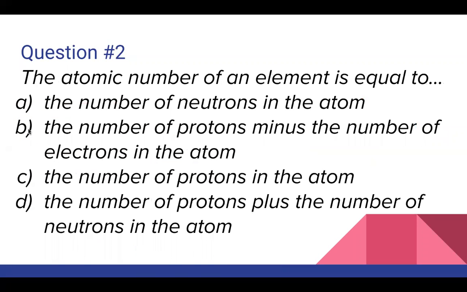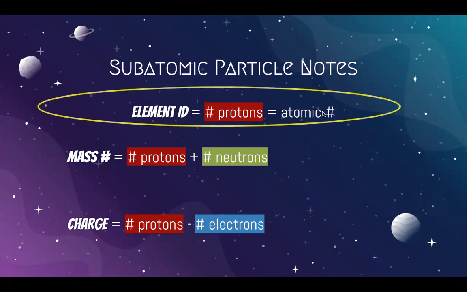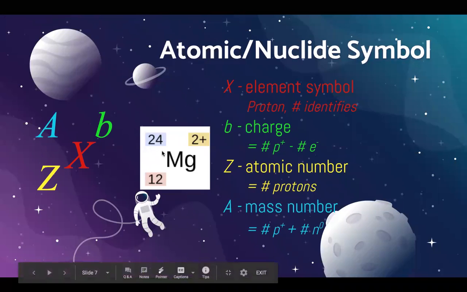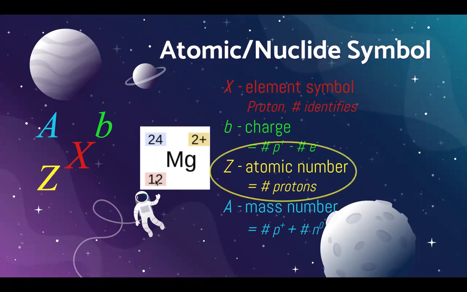All right, question number 2. The atomic number of an element is equal to, well, if you remember from the notes, the identity of an element is determined by the number of protons, and that is where we get the atomic number from. So atomic number is really just equivalent to the number of protons. And if you were to see this in a nuclide symbol, that would be the number in the bottom left corner of the nuclide symbol.